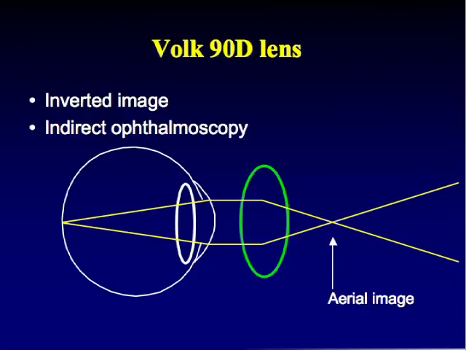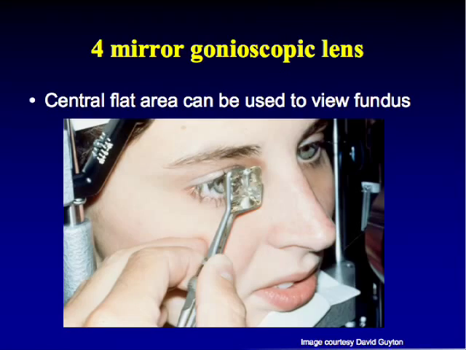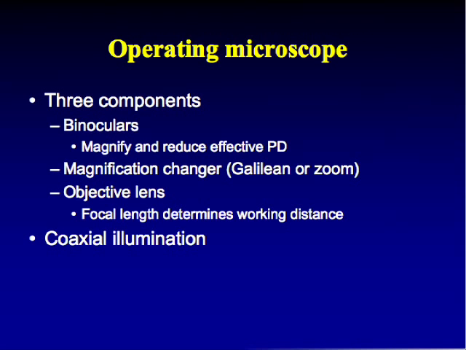The 90 diopter lens is completely different optically. This is a plus lens, not a minus lens, and it gives an aerial inverted image, just like with indirect ophthalmoscopy. That's why when you put up that 90 diopter lens, say you're focused on the cornea, and then you put up your 90 diopter lens, you have to pull the slit lamp way back because you're pulling it back to look at this aerial image of the retina. The 4-mirror gonioscopic lens also has a central flat area. Don't forget to look at the fundus, so that's one more way to get in.